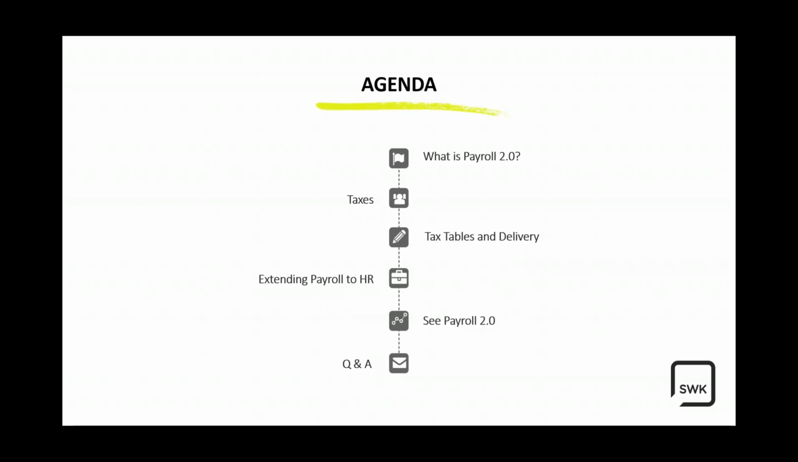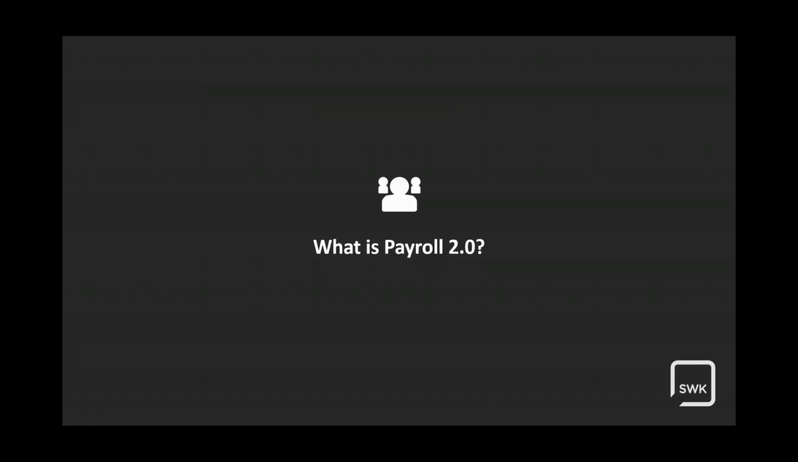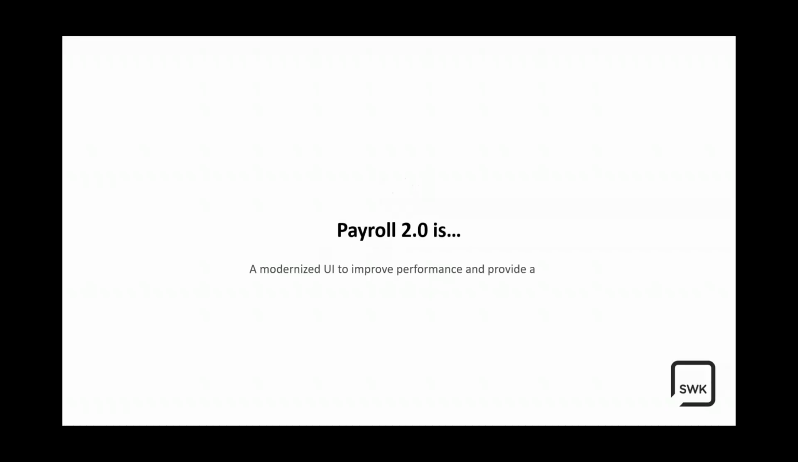So we're going to dive into what is Payroll 2.0, the features that are now in it, how taxes are now calculated in payroll, how tax tables are delivered in payroll. And then I'm going to briefly turn it over to my colleague Nathan, and he's going to talk about extending payroll into the HR features that are now in the system and what those are. And then we'll just do an overview of what Payroll 2.0 looks like, and then we'll open it up for questions and answers. So let's just go ahead and get started and say, so what is Payroll 2.0?